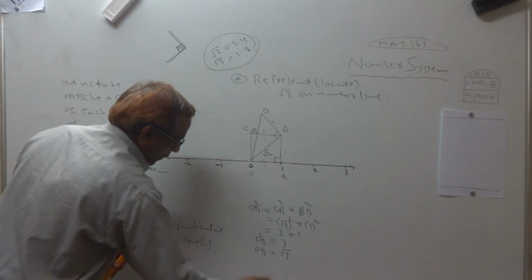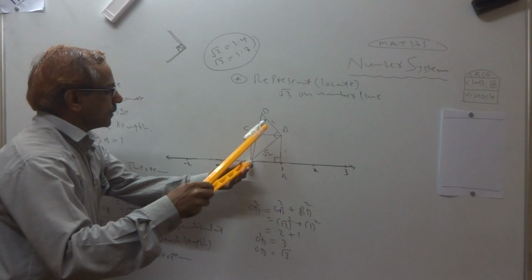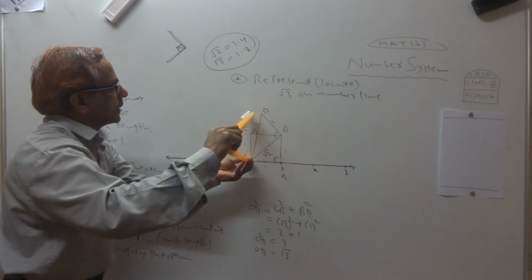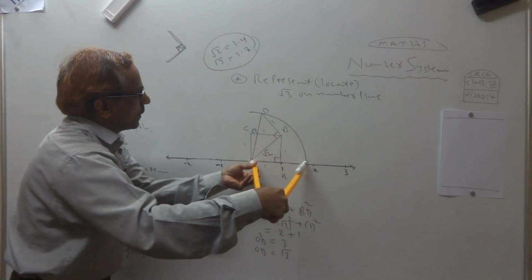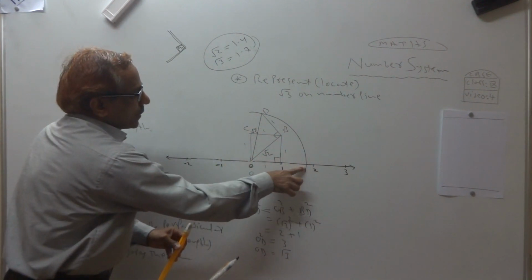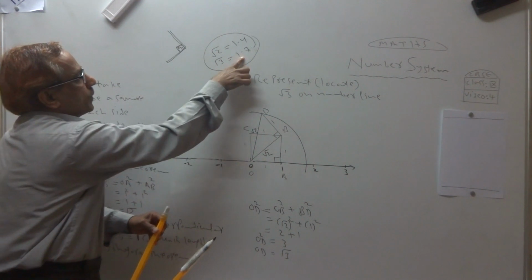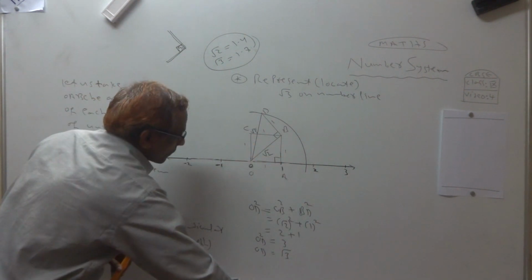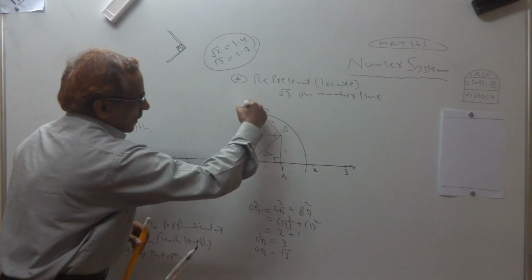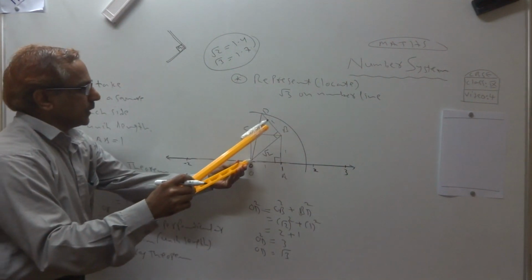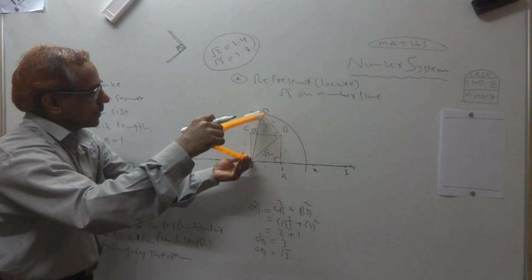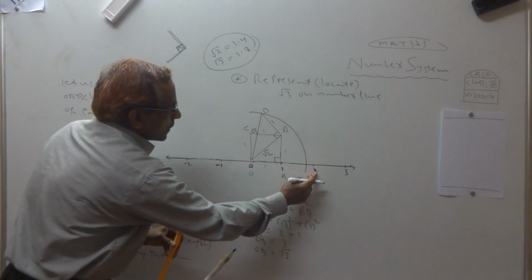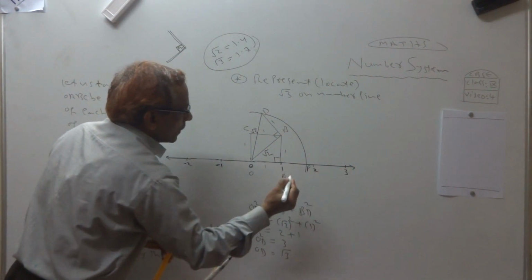OD is root 3. Now we take O as center, OD as radius. Draw an arc like this. If you draw this arc, you see where it comes. What is the root 3 value? 1.7, you know. So where it meets the number line, when you take O as center and OD as radius with the compass and draw an arc, it meets the number line at P.